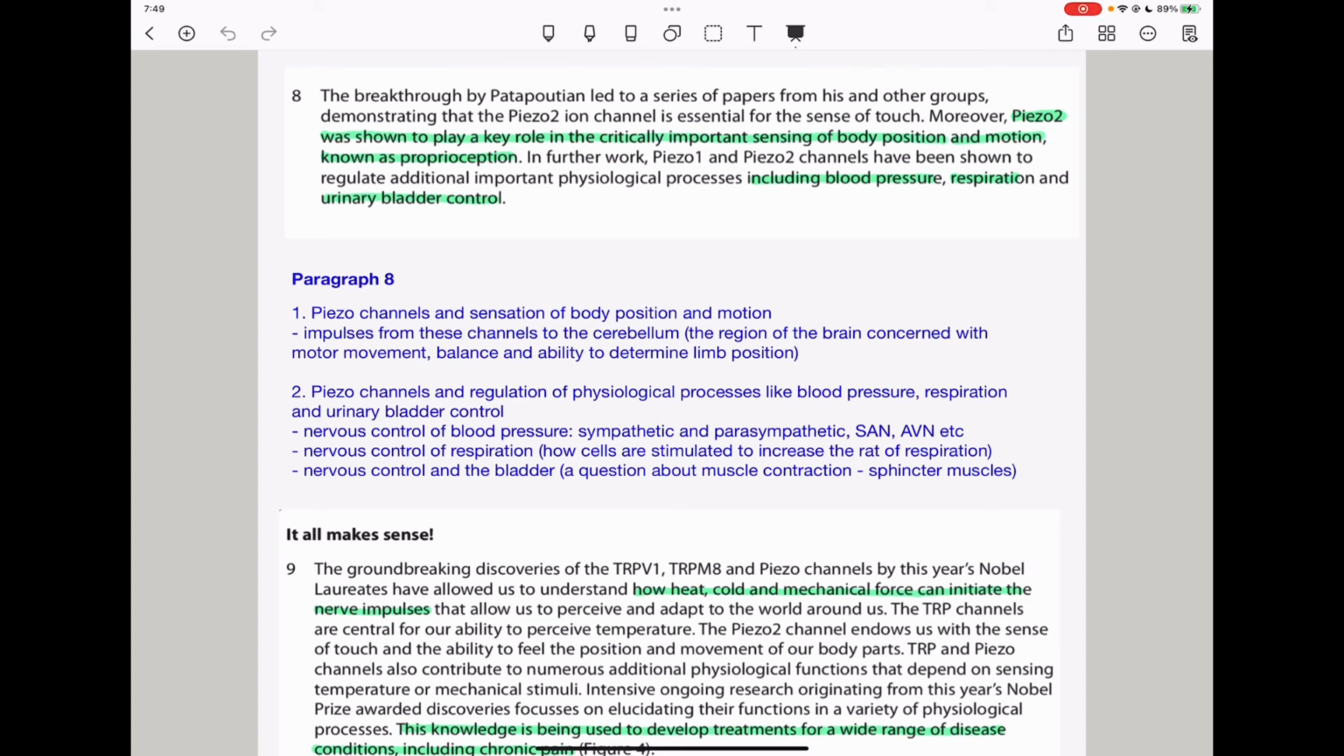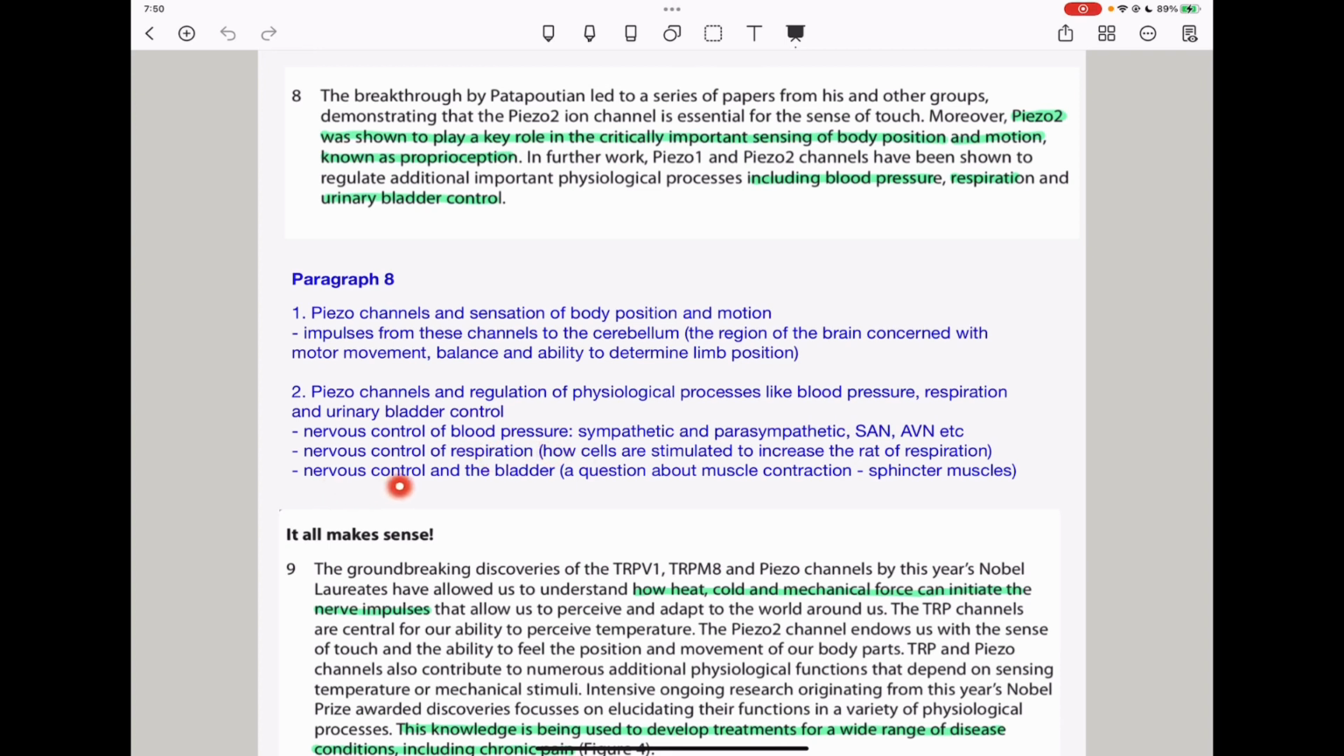Most of these questions are going to be about how a stimulus is converted into an impulse, how the impulse is carried through the neurons to the central nervous system, and how a response is going to be seen. Lastly, here they say, in further work, piezo 1 and piezo 2 channels have been shown to regulate additional important physiological processes. These two regulate blood pressure, respiration, as well as urinary bladder control. It means they could ask you about nervous control of blood pressure involving sympathetic, parasympathetic, sinoatrial node, atrioventricular node, and so on. They could also ask about nervous control of respiration. Remember, cells that are respiring could have a higher rate of respiration or a lower rate of respiration. So stimulation of specific cells could cause them to respire more.